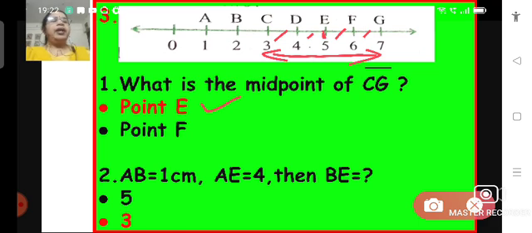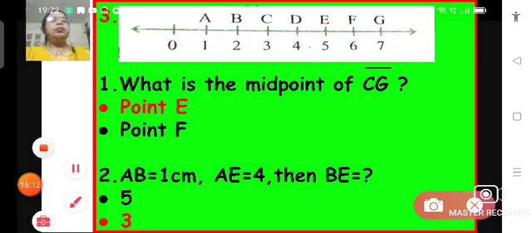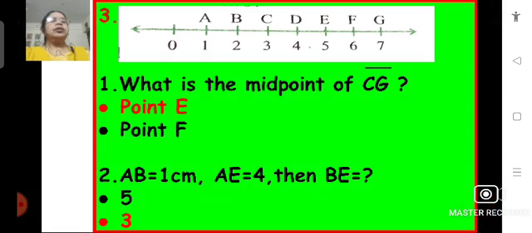Now, AB is 1 centimeter, AE is 4, then BE is what? So, AB is 1 centimeter, AE is 4, that means BE will be 3 centimeter.